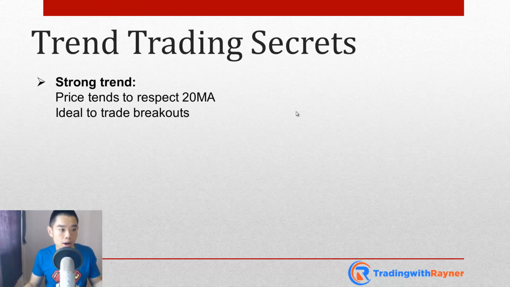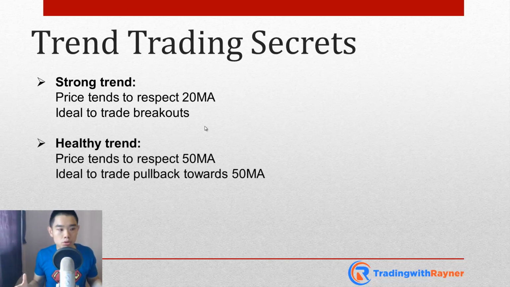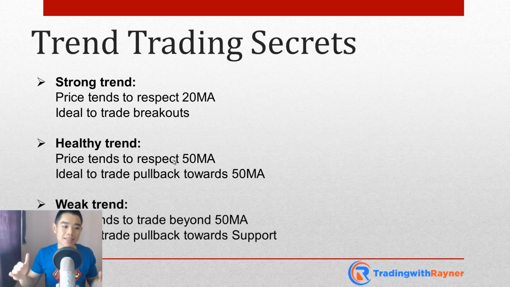Okay, so just to do a quick recap. Trend trading secret number 1. Strong trend: price tends to respect the 20 MA. It's ideal to trade breakouts in a strong trend. Trend trading secret number 2. Healthy trend: the price tends to respect the 50 MA. This means that it won't exceed beyond it. And it's ideal to trade pullbacks towards the 50 MA or even previous support turn resistance, and vice versa. And third thing, in a wick trend, the price tends to trade beyond the 50 MA, sometimes testing the 100 MA or even the 200 MA. In cases like this, it's ideal to trade pullbacks towards support or resistance.